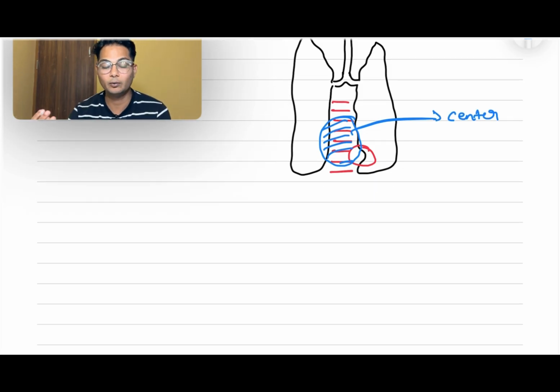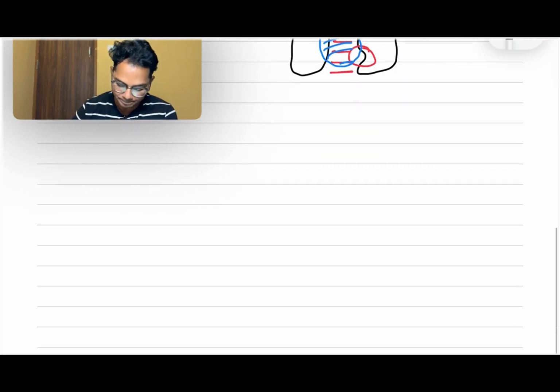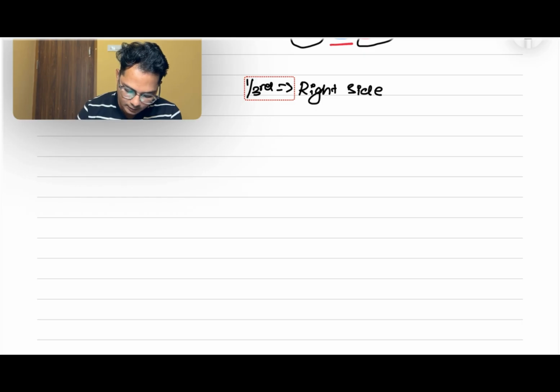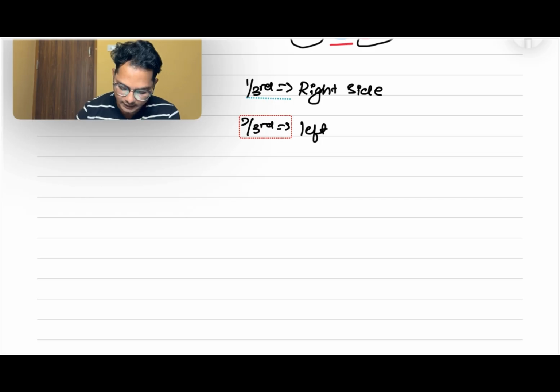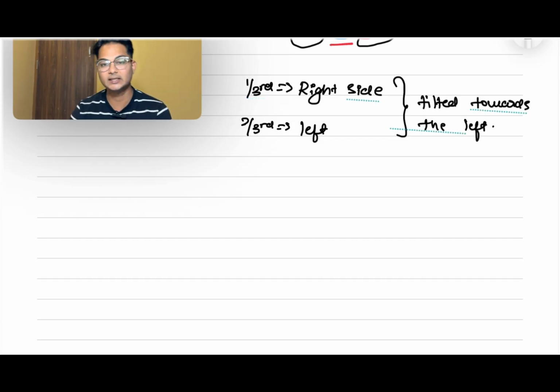But you might be wondering why I'm saying it is present in the center, because from school you learned that it is present on the left. I will give you the exact reason why I'm saying it's the center. One third of the heart is present on the right side, and two thirds of the heart is present on the left side, and it is tilted towards the left.